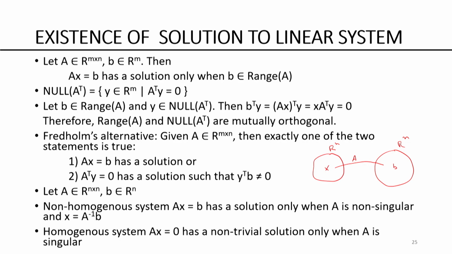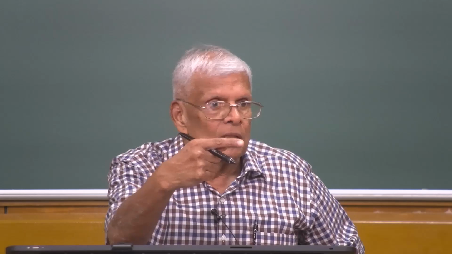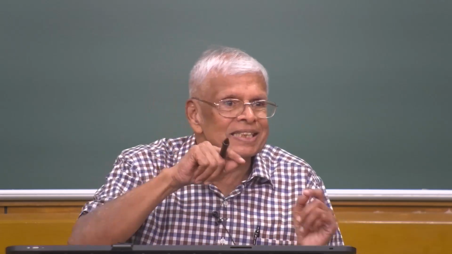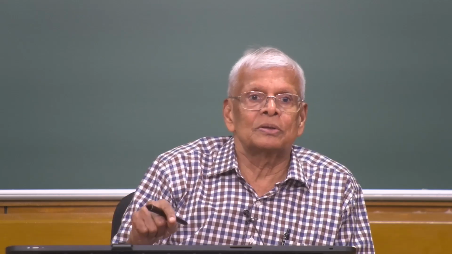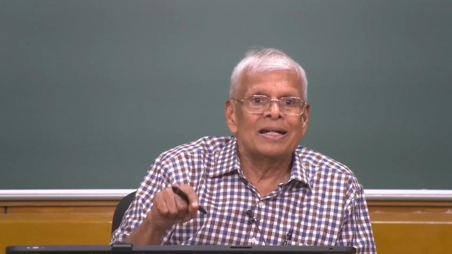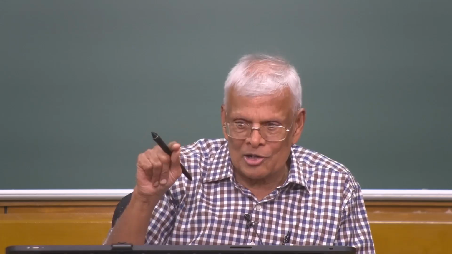So when will the solution exist? The solution will exist only when b belongs to the range of A. Are you with me? That means there must exist some x for which b must be an image. So if b is such that there is no x for which b is the image under A, then there is no x. And that's the definition of a range that we talked about a few slides ago. So a necessary condition for the existence of a solution of Ax is equal to b is that b must lie in the range of A.